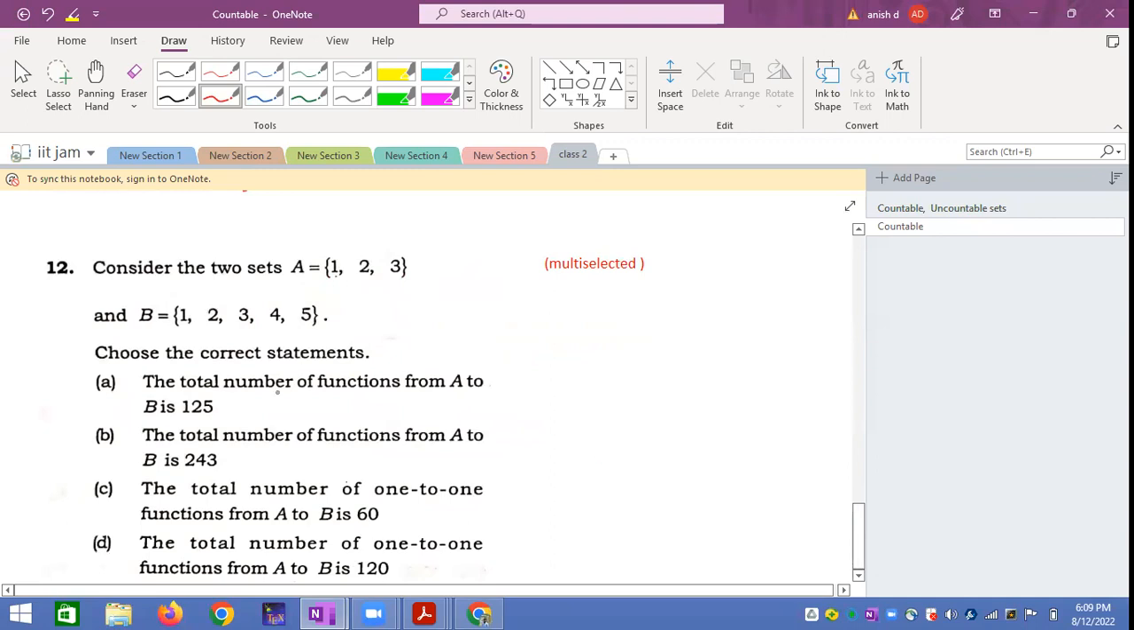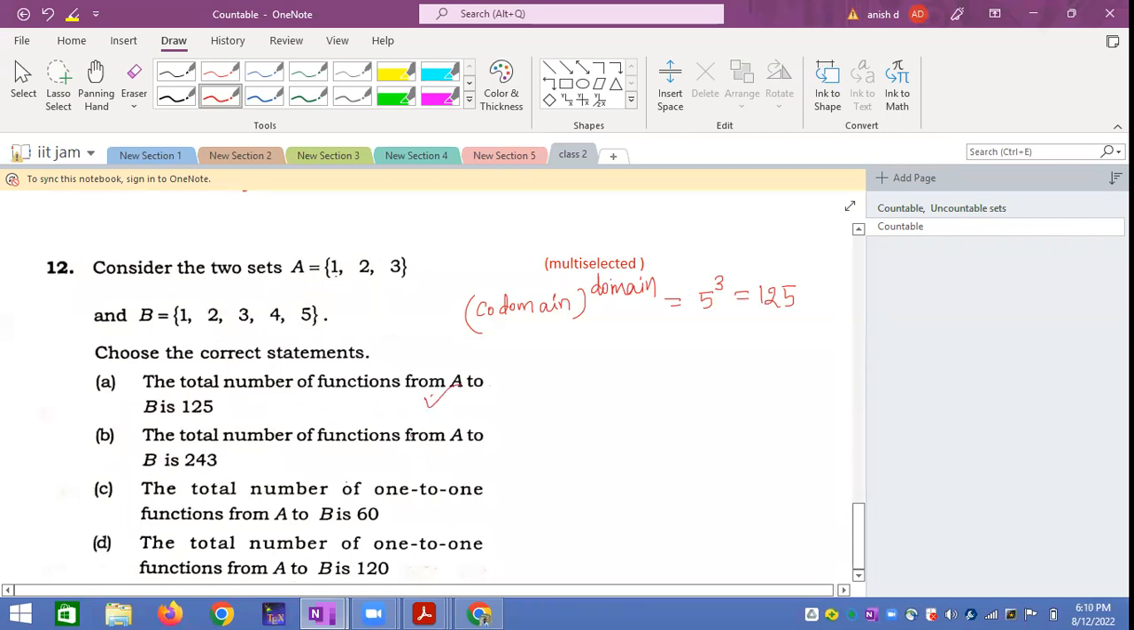Next question: consider two sets A and B. The total number of functions from A to B. What is the formula for the total number of functions from A to B? Codomain power domain. How many elements in the codomain? 5 elements. How many elements in the domain? 3 elements. Total how many? 125. The total number of functions from A to B is 125. This is the correct one.